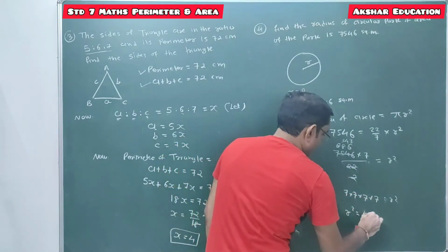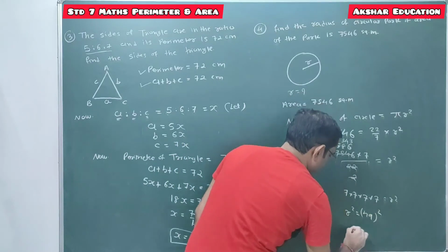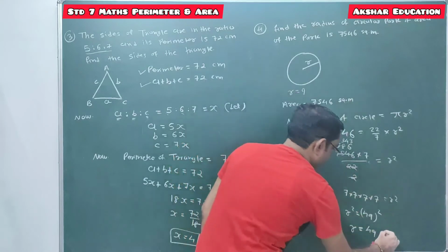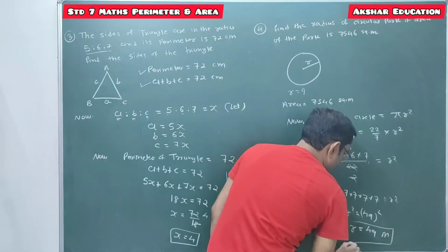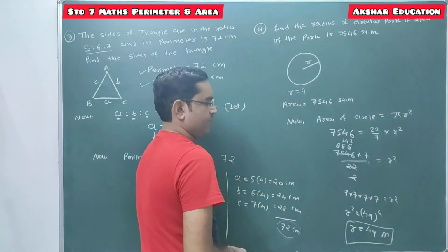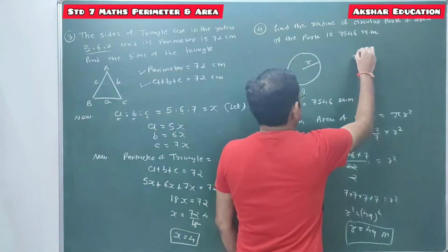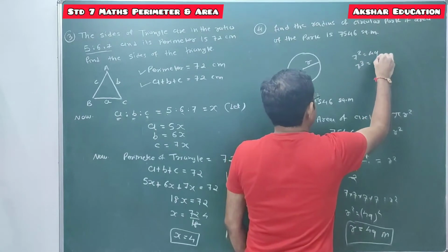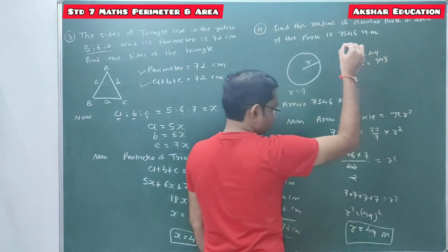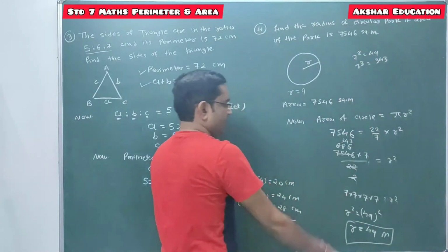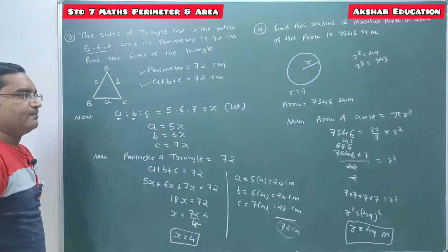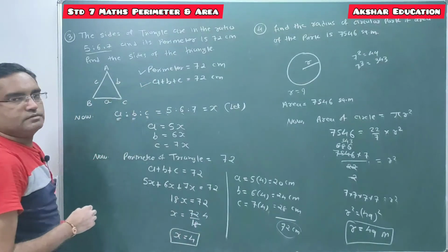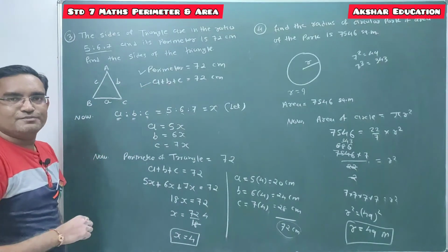So r square is 49 into 49. So it's a 49 square. So radius r is 49 meter. Radius of circular park is 49 meter. Right, what did we use? 7 square is 49, 7 cube is 343. Done. So this is how you can find the value of radius of the given circular park. Pause the video and note it down.